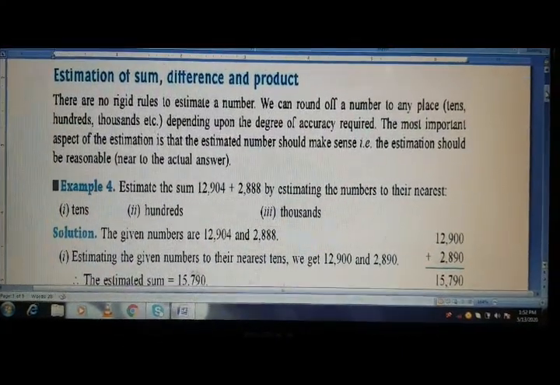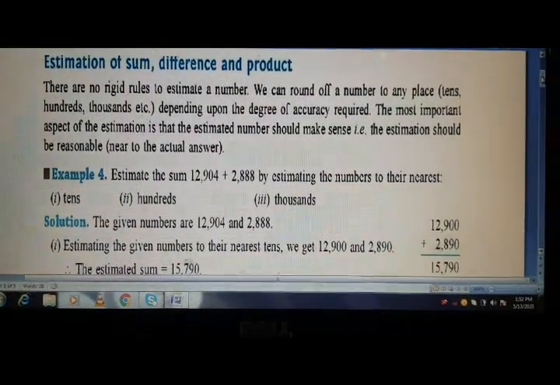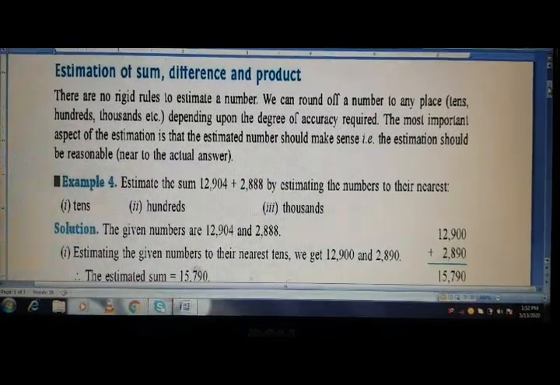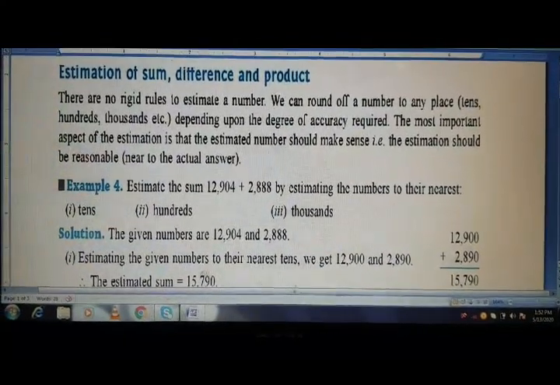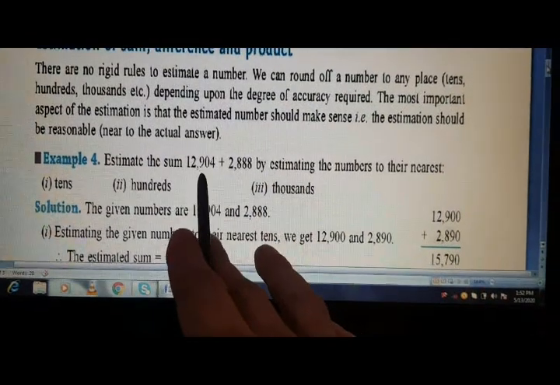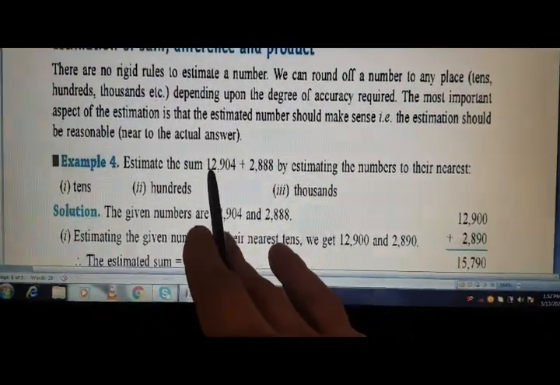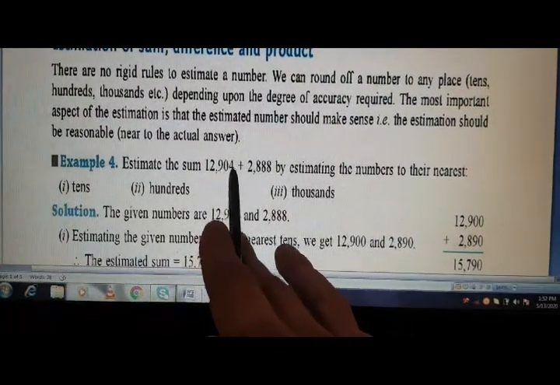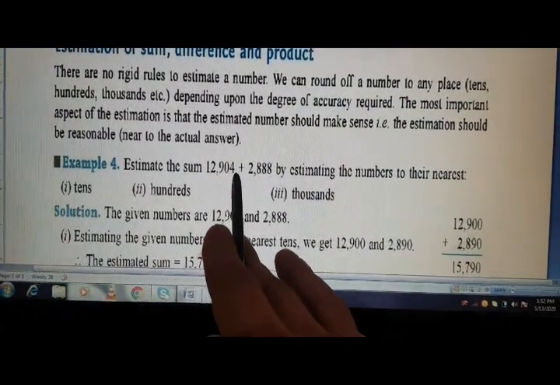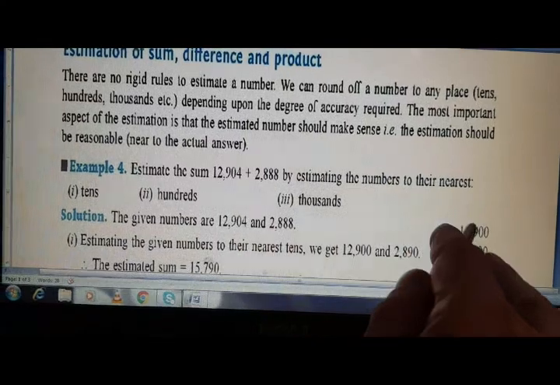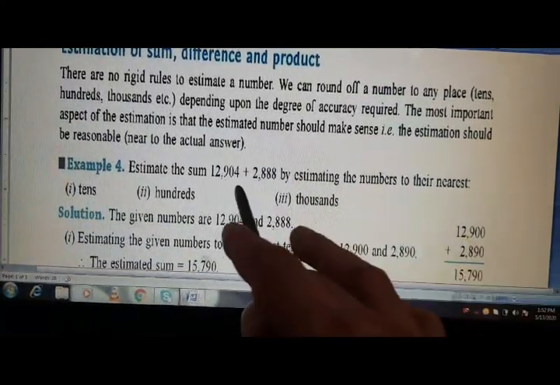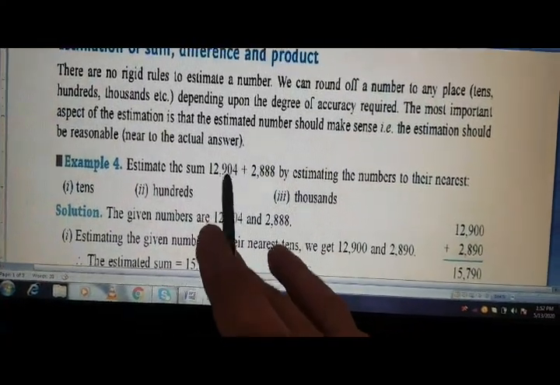Example number 4, which says: estimate the sum of these two numbers by rounding the numbers to the nearest tens, hundreds and thousands. You have to remember that nearest tens means you have to check from ones. 4 is smaller than 5, so it will not be rounded off. So 12,900 will be the rounded off number for this.